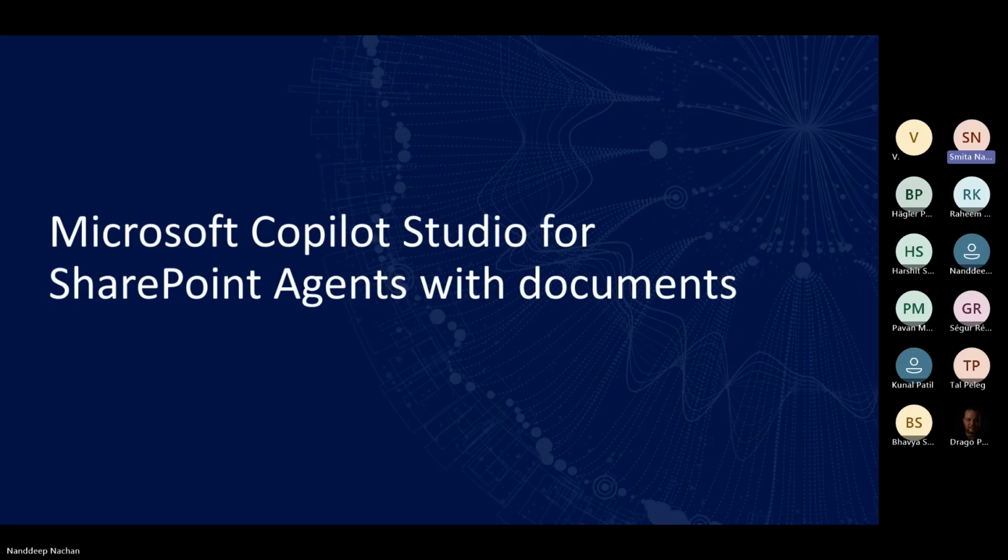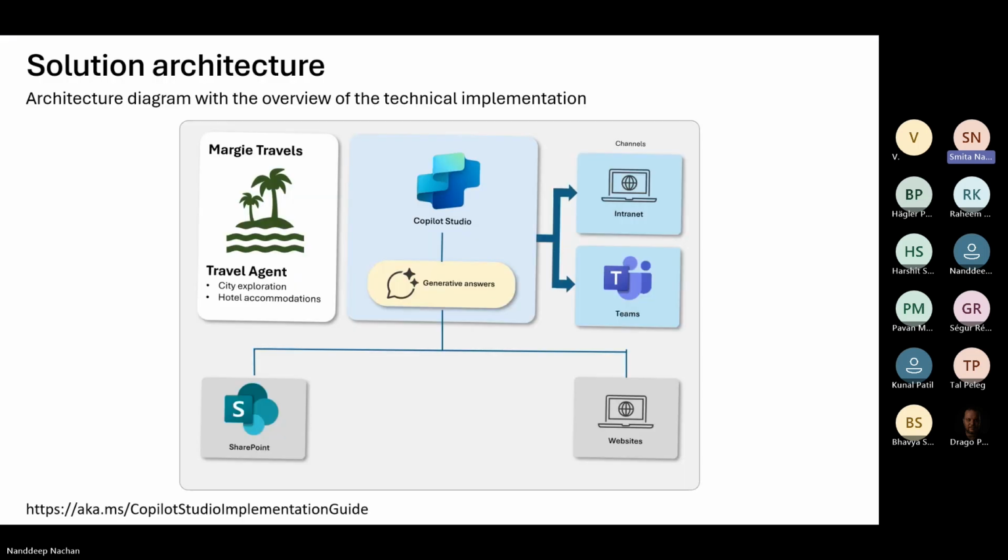Okay, so the next thing is we are going to check Microsoft Copilot Studio for the SharePoint agents with these documents. First I would like to show you the architecture diagram, with the overview of this technical implementation. This is a sample for the integration of Copilot Studio into an enterprise scenario. Let's take an example of Market Travels, a travel agency providing city exploration and hotel accommodation services. So how does this solution work?